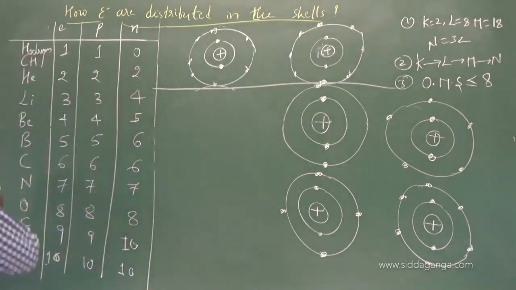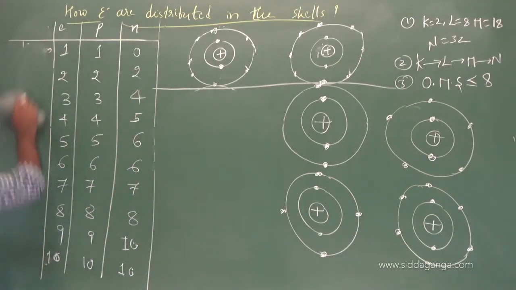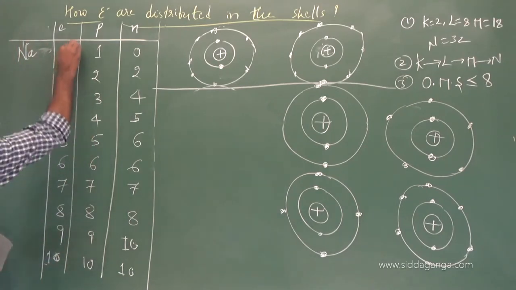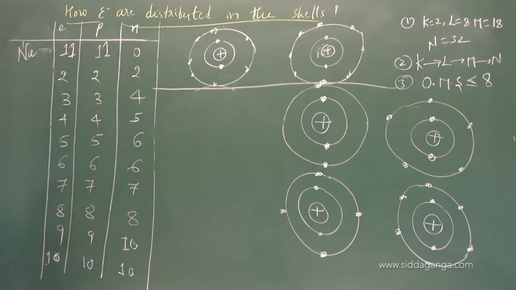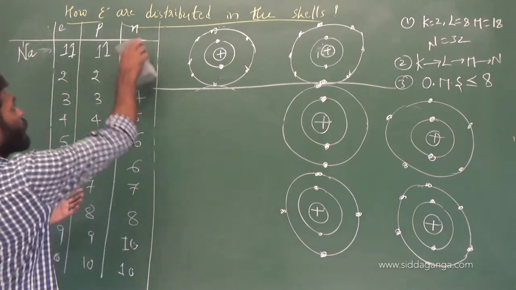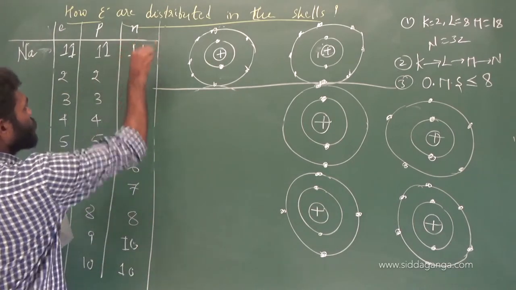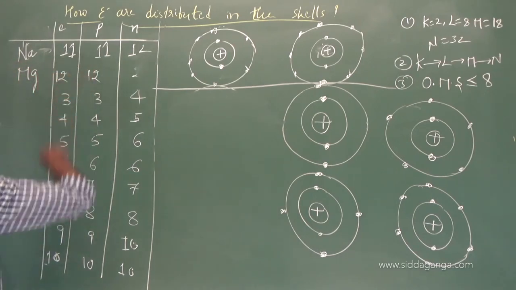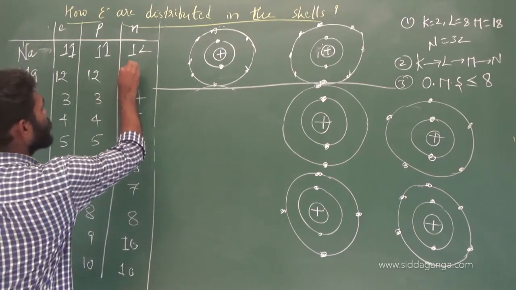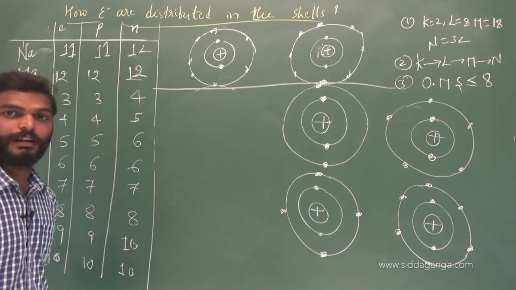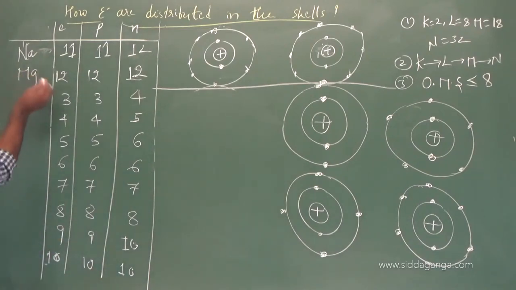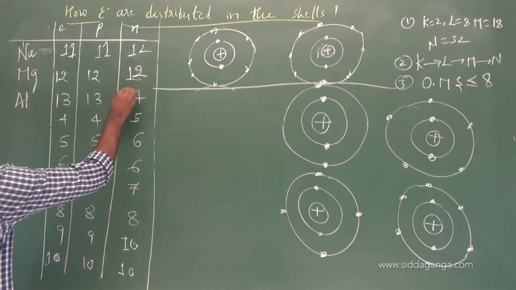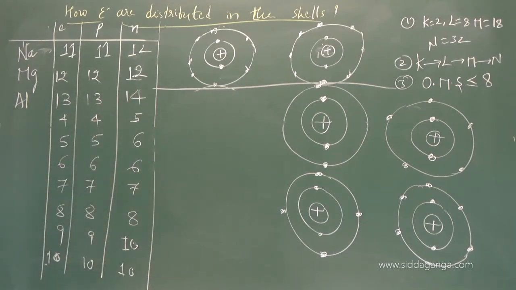Right? So I go to the next elements, that is sodium, Na. 11 electrons, 11 protons, 12 neutrons. Next, magnesium, 12 electrons, 12 protons, 12 neutrons. Now, aluminium is the 13th element, 13 electrons, 13 protons, 14 neutrons are there.